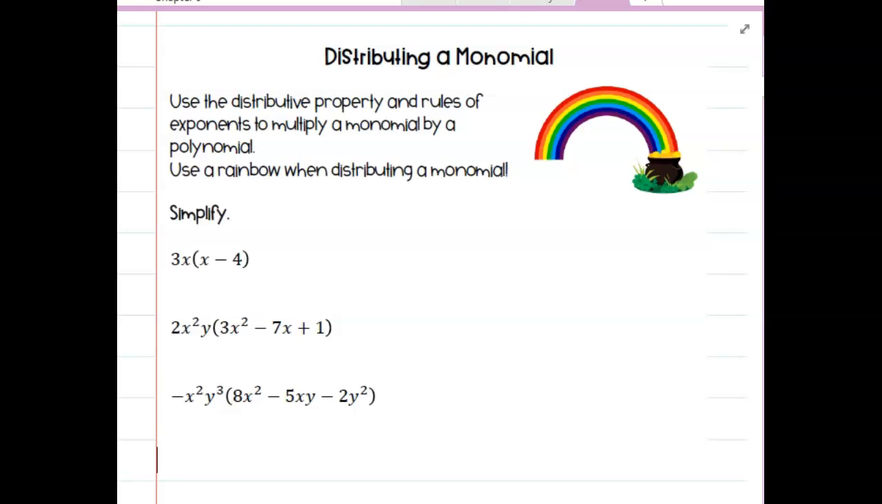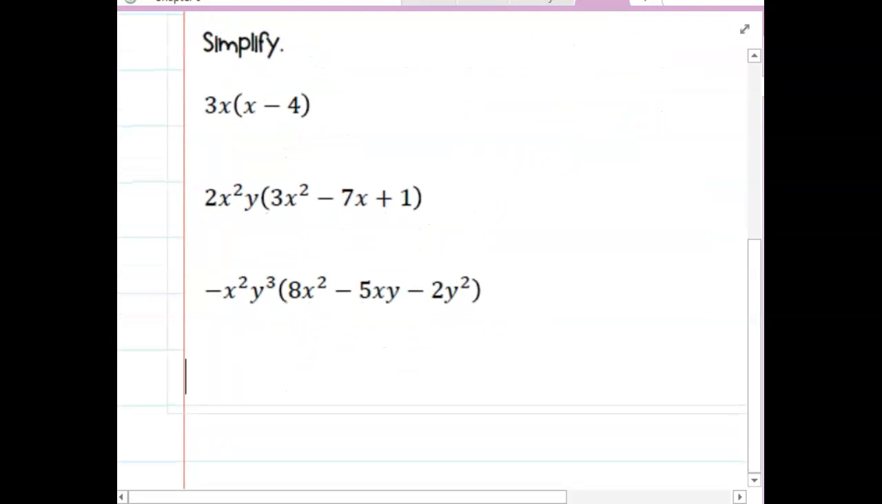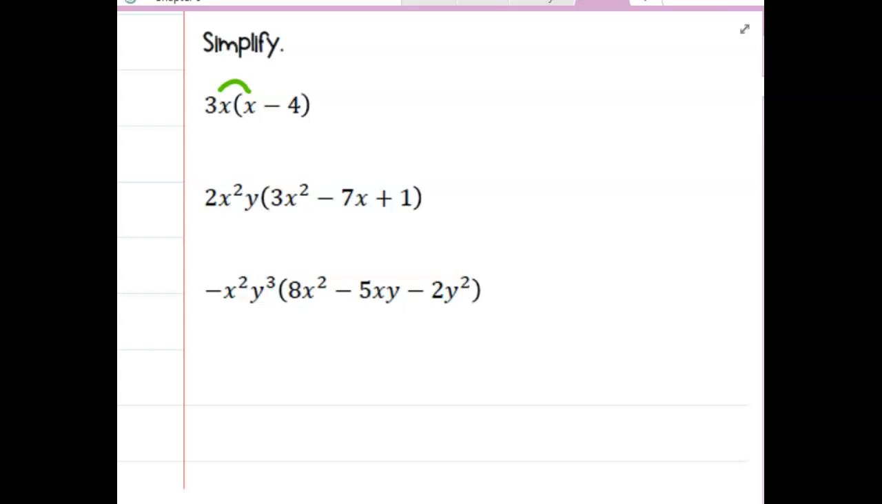So we're going to have to use those exponent rules from the last section. I saw this and thought it was kind of cute: use the distributive property and rules of exponents to multiply. You're going to create a rainbow. When I want to multiply 3x times x minus 4, you distribute the 3x, and a lot of times we draw those little arches. We create a rainbow. Cute? No? No personality today.